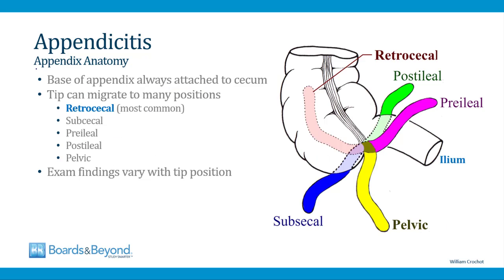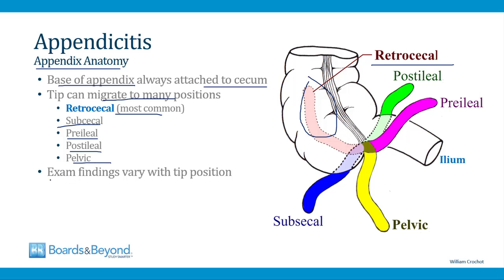Let's talk briefly about the anatomy of the appendix. So the base of the appendix is always attached to the cecum, but the tip can migrate into many different positions, and these are shown in this picture on the screen. Shown in pink is a retrocecal appendix, and this is the most common location for the tip of the appendix. Other locations include subcecal, preileal, postileal, and pelvic, and the exam findings in the patient in terms of the location of the pain and the character of the pain can vary to some degree depending on the position of the tip of the appendix.